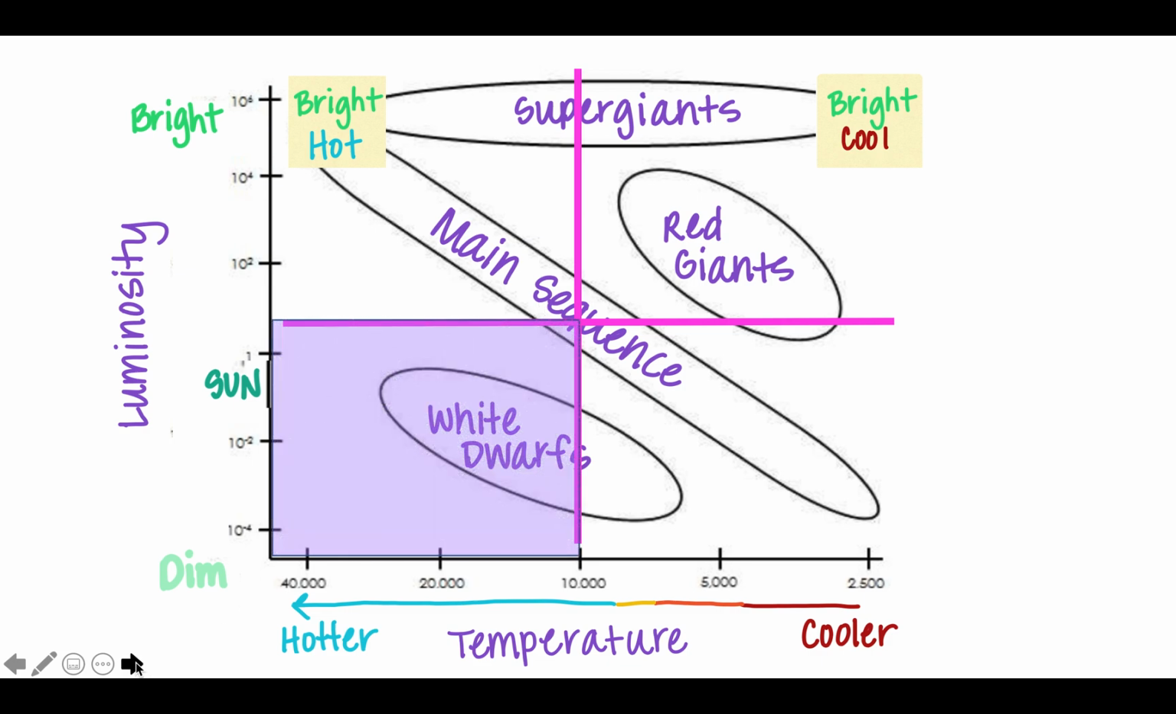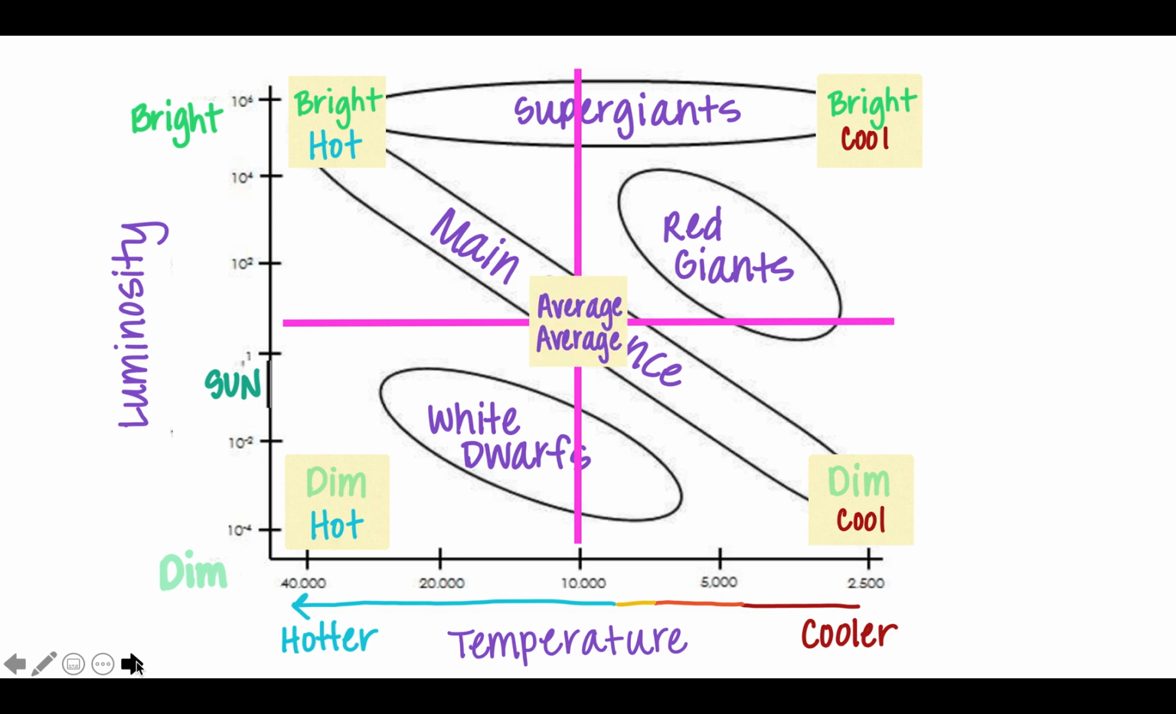In the bottom left, you're going to find stars that are dim and hot. They're not very bright, but they're really, really hot. In the bottom right part of the diagram, you will find stars that are dim and cool. So they're not very bright and they're not very hot.